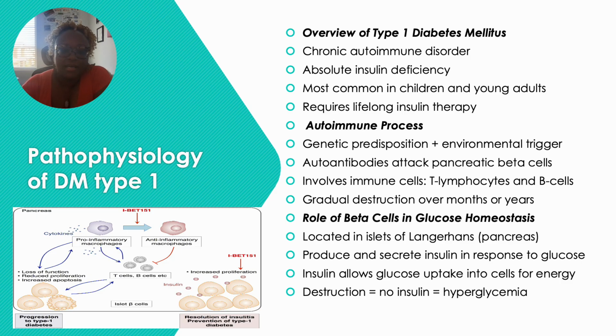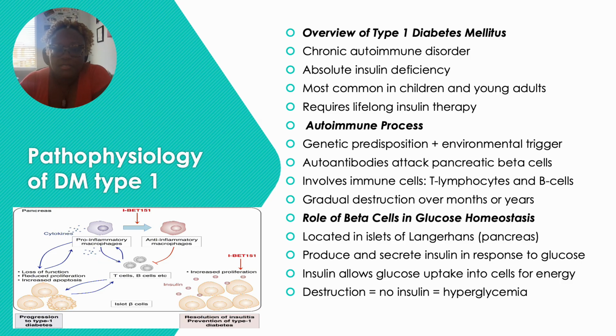So some of the pathophysiology of type 1: it's a chronic autoimmune disorder, with absolute insulin deficiency, most common in children and young adults. This type of diabetes requires lifelong insulin therapy. It's an autoimmune process, usually genetically predisposed plus environmental triggers. Autoantibodies attack the pancreatic beta cells, involving immune cells, the T lymphocytes and B cells. There's a gradual destruction of those cells over months or years.